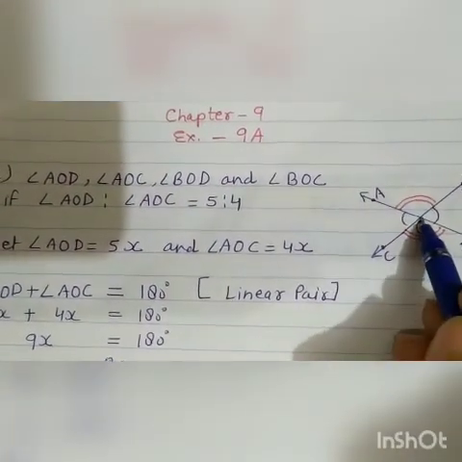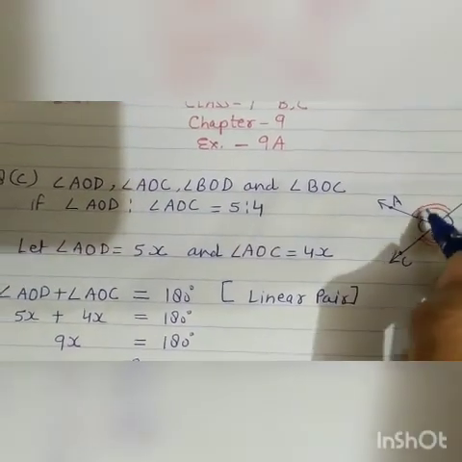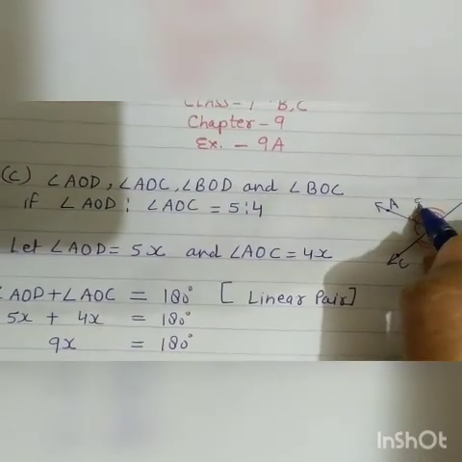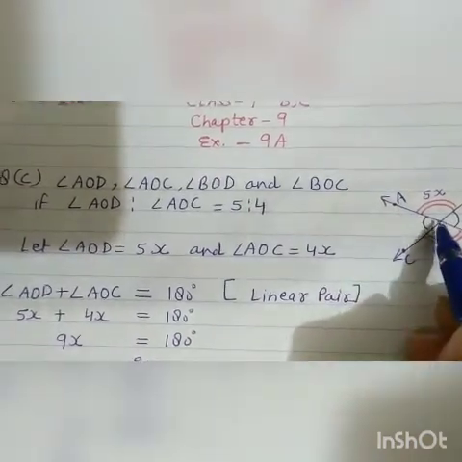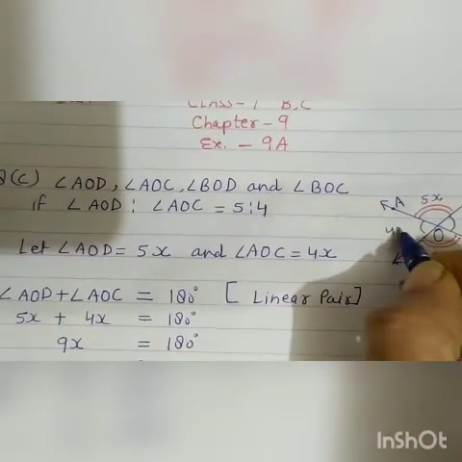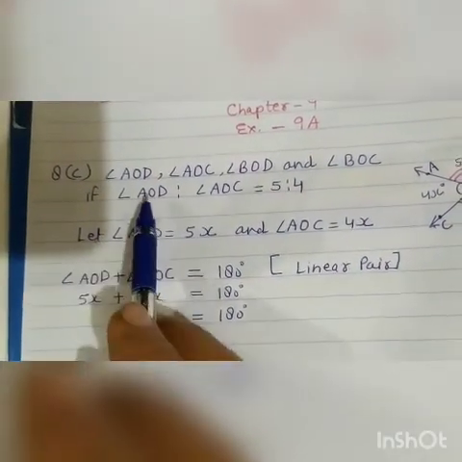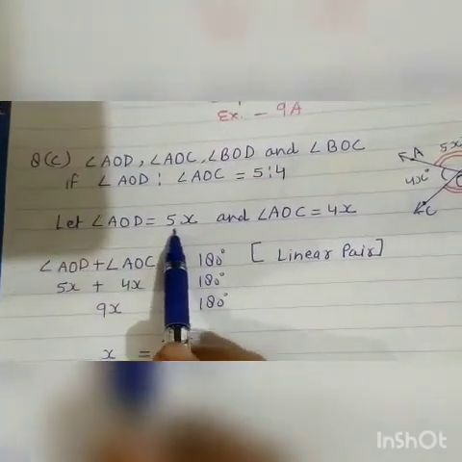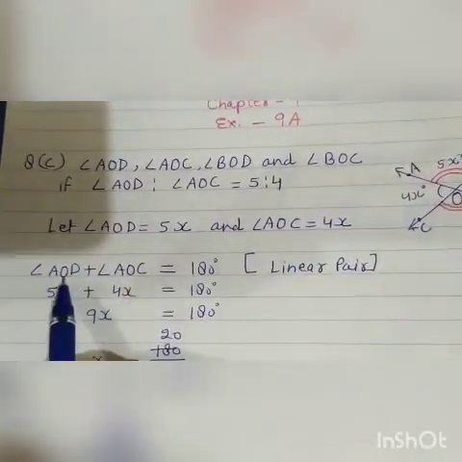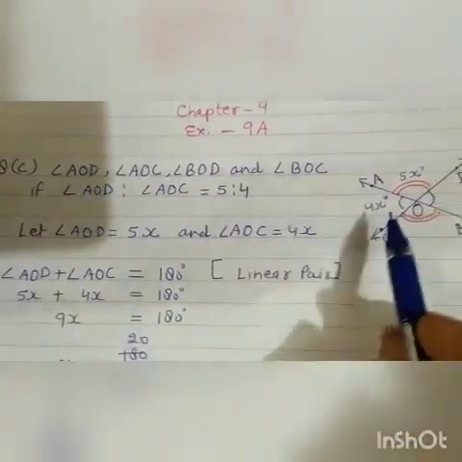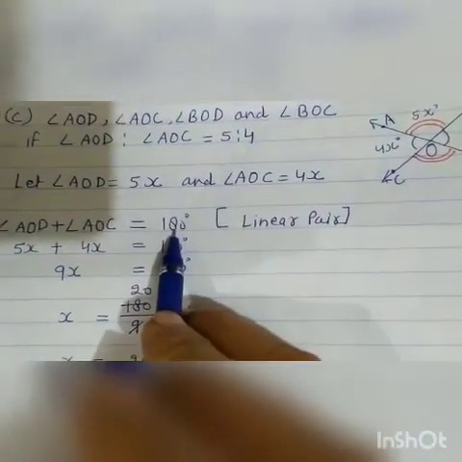Here what is given? Angle AOD, this angle, is in the ratio 5:4. So we will take this 5 as 5x, and angle AOC is 4, we will take it as 4x. So we will write: let angle AOD be 5x and angle AOC be 4x. Now again we will write the same first line: angle AOD plus angle AOC is equal to 180 degrees.